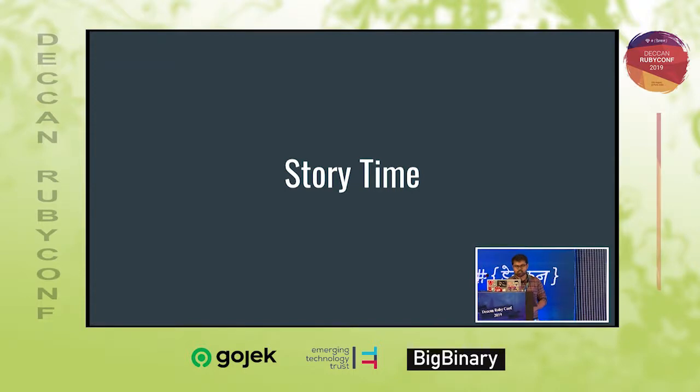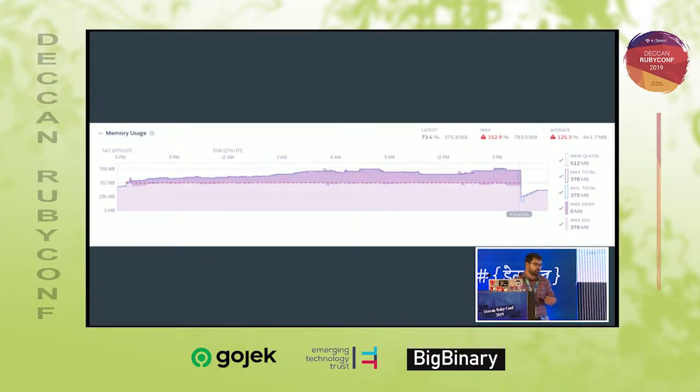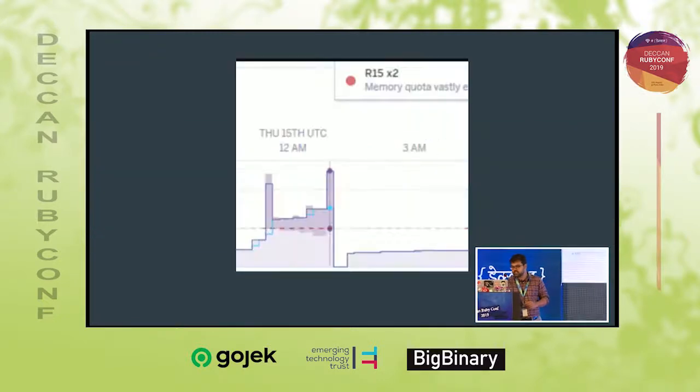Yeah, so next is story time, why I'm talking about this. I was consulting with one of the clients who were facing Ruby memory issues. The application was deployed on Heroku. The memory used to go up and up, as you see in the graph. Sometimes it used to stay stable, and then sometimes it used to go too far ahead and cause H14 memory vastly exceeded errors, you can see in this image.